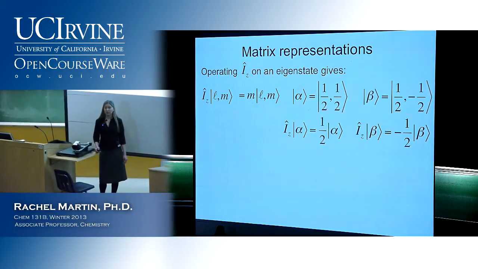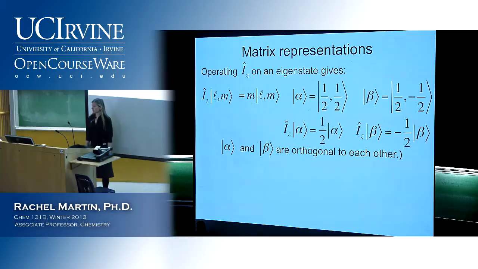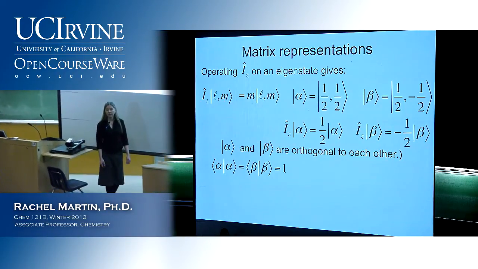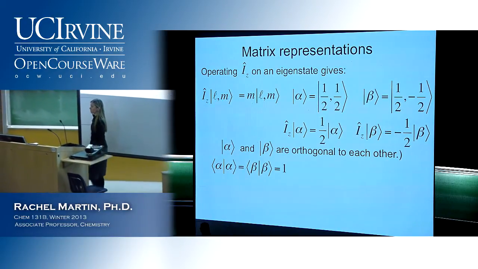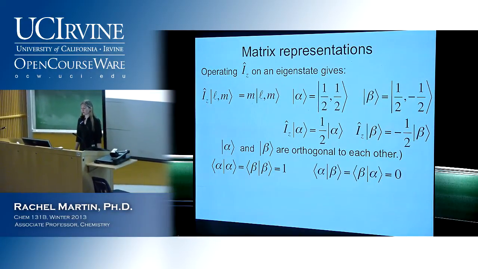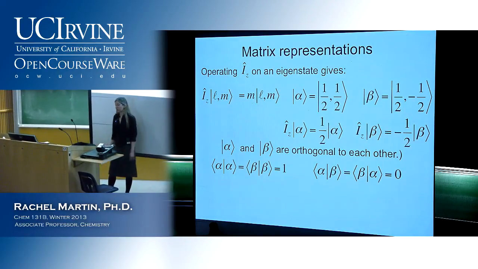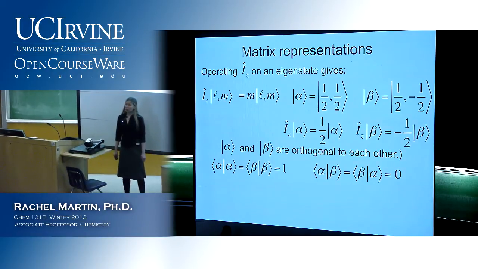And remember, these things make up an orthonormal set. Alpha does not equal minus beta. They are, in fact, orthogonal to each other. So if we take the integral of alpha alpha or beta beta, we're going to get 1. And if we have a matrix element, or an overlap integral, that looks like this, where we have 2 different states, that gives us 0.